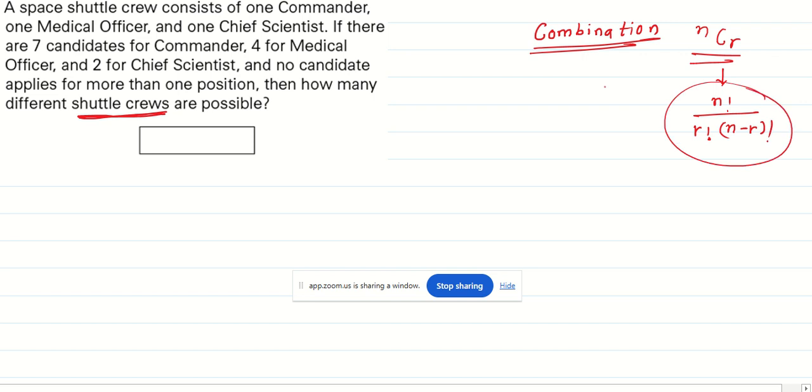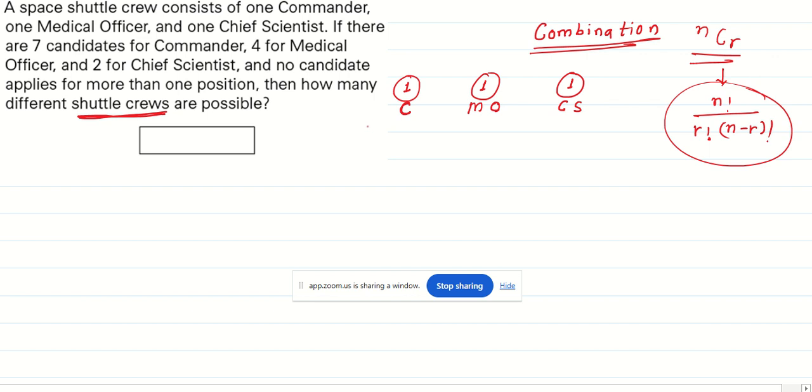Now look at the question. In a space shuttle, how many commanders are required? Only one. How many medical officers are required? Only one. How many chief scientists are required? Only one. One required here also. Correct.